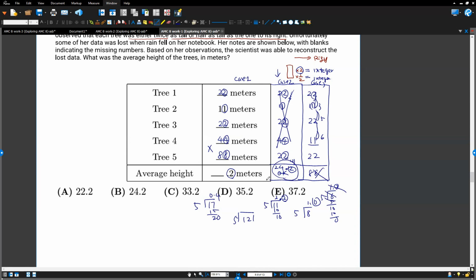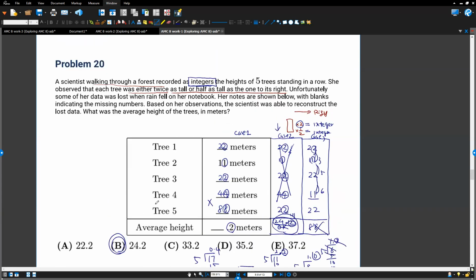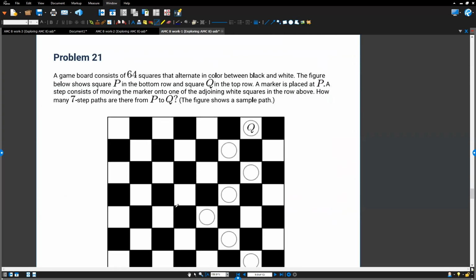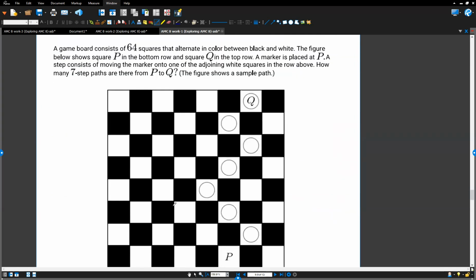So the answer is 20.2. Anyway, we're going to find what average. That is number 20. Wow, this will take time. All right, move on to number 21. What is this? What is this? Check. Ooh. Let me see.